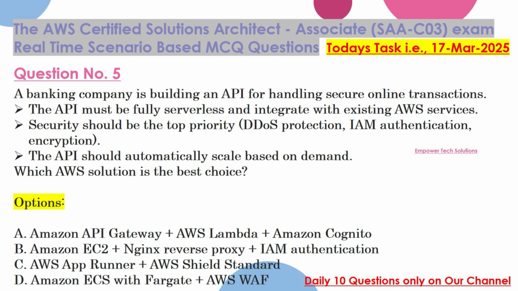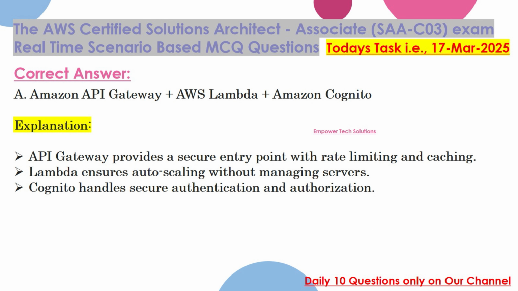Options: A. Amazon API Gateway plus AWS Lambda plus Amazon Cognito. B. Amazon EC2 plus Nginx Reverse Proxy plus IAM authentication. C. AWS App Runner plus AWS Shield Standard. D. Amazon ECS with Fargate plus AWS WAF. Correct answer: A. Amazon API Gateway plus AWS Lambda plus Amazon Cognito.